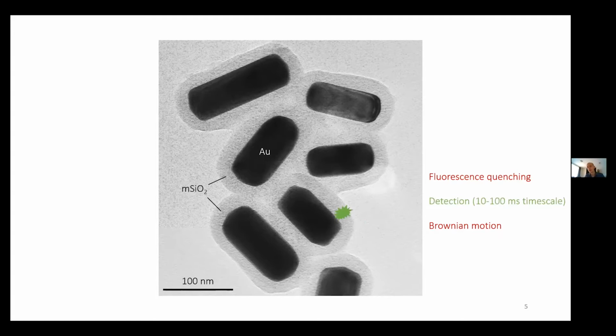So we need a sort of intermediate stage where the molecule can still reach the gold surface to convert, but at the same time, it needs to be slowed down. So in this case, it will stochastically absorb inside this mesoporous silica shell, which then allows us to detect it using a fluorescence microscope.